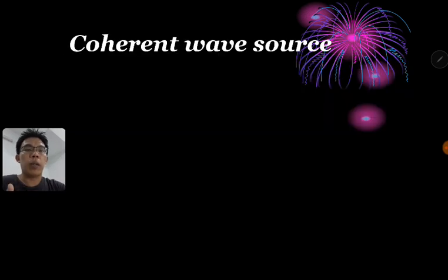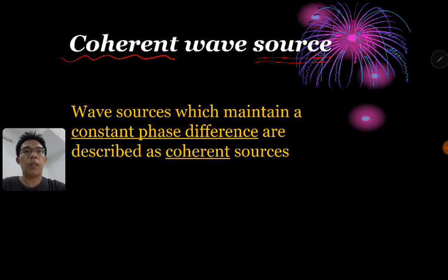So to get the nice pattern just now, first of all, you must make sure that you have a coherent wave source. Understand this concept, it's very important. Coherent wave source means the two sources where the waves come from must be coherent. What is coherent then? Coherent means the two sources have a constant phase difference. They have a phase difference, but it's constant. They might not have a phase difference, but they must consistently not have a phase difference.